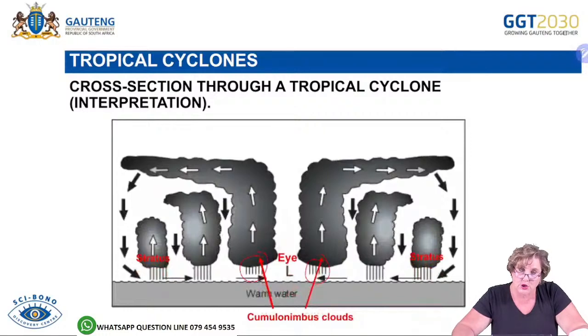Boys and girls, make sure that you will be able to draw a cross section of a tropical cyclone. Not only identify it on the synoptic weather map, but also draw a cross section. And then lastly, high up in the air, we have cirrus clouds.